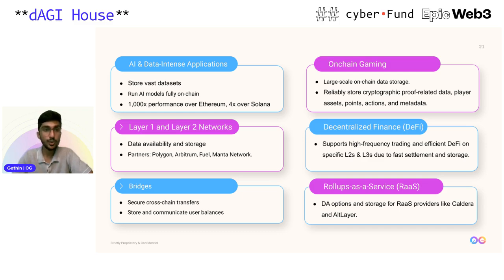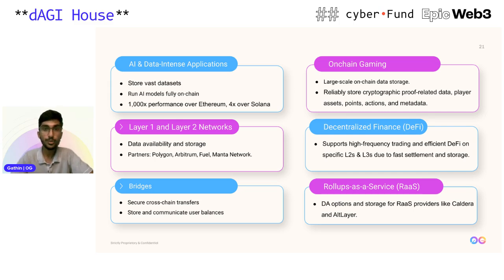Next is for layer 1 and layer 2 networks. You can use our network completely for data availability and storage. That is, all the data that needs to be stored, you could use our chain for it. We have multiple partners like Polygon, Arbitrum, Fuel, and Manta Network who use 0G for their data storage and data availability layer, which will have all the proofs of the data storage.